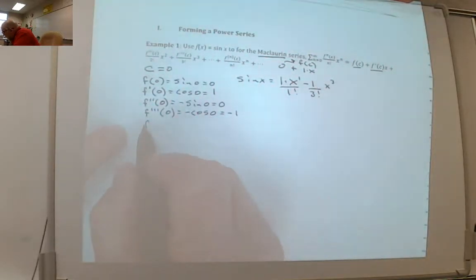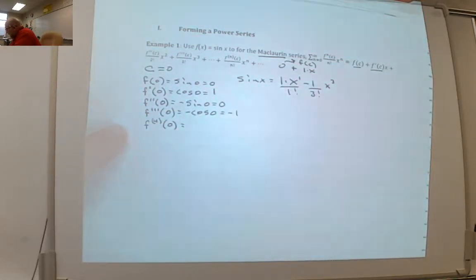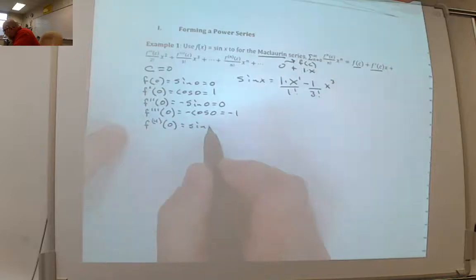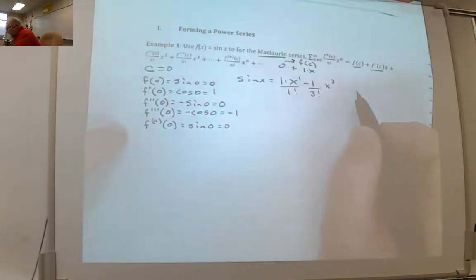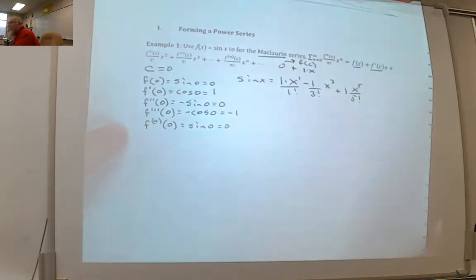So I'm going to go to the fourth derivative of 0. And what do I get? I'm back to sine, aren't I? Sine of 0 is 0. So what do you think my next term is? It's going to be x to the fifth divided by 5 factorial. It's going to be a plus 1, right? Do we see a pattern yet?